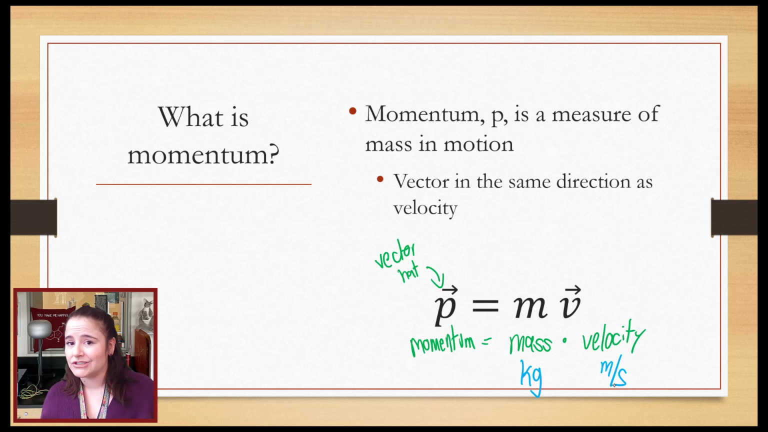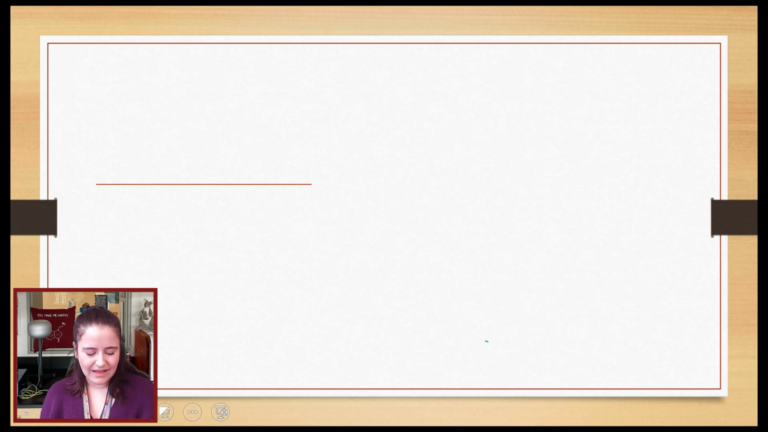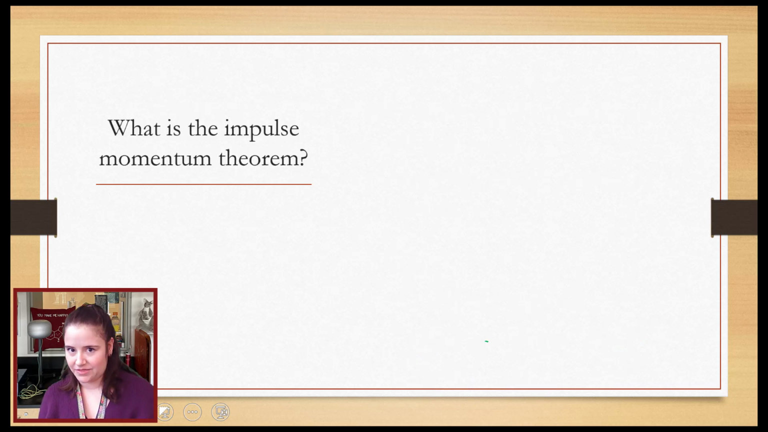So unlike energy, which we use joules, which really just means a kilogram meter squared per second squared, or force, which we use newtons, which is a kilogram meter per second squared, momentum doesn't have its own unit. It never got a special name, so we just leave it as kilogram meters per second. Okay, cool. So what is the impulse momentum theorem?